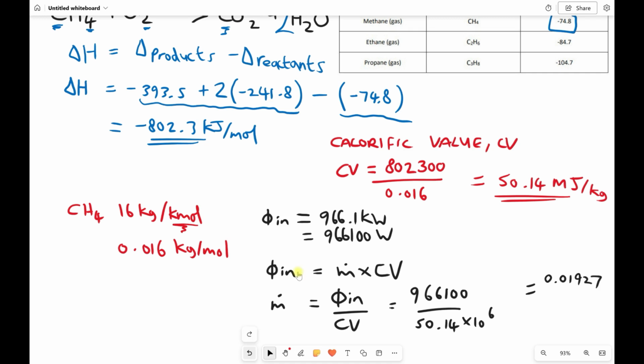0.01927. And the units there will be kilograms every second. If we multiply that by 1,000 then, we get 19.27 grams per second. So within our combustion chamber, we're combusting 19.27 grams of methane every second in order to produce 966.1 kilowatts of power.